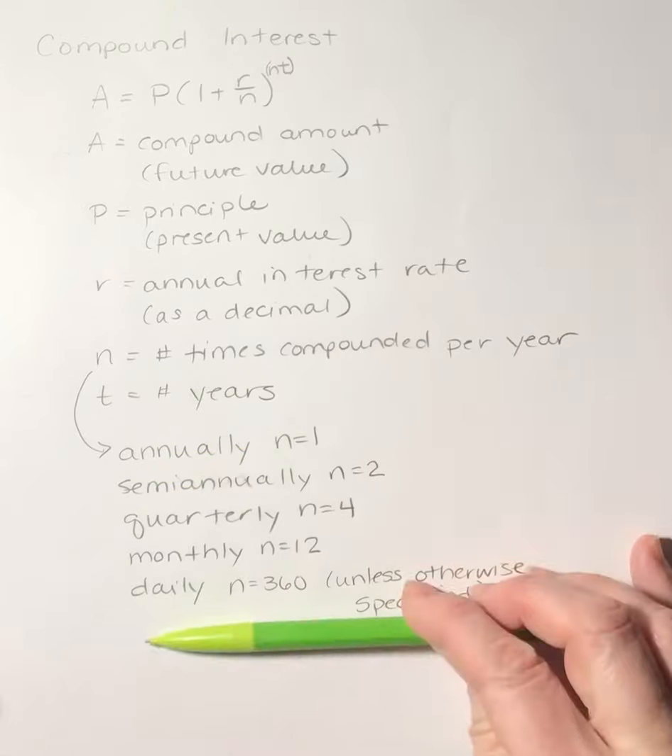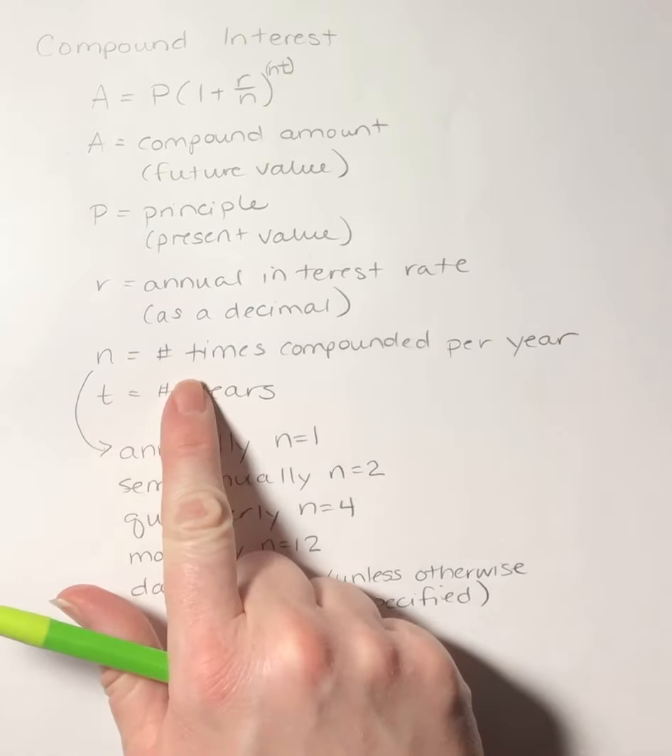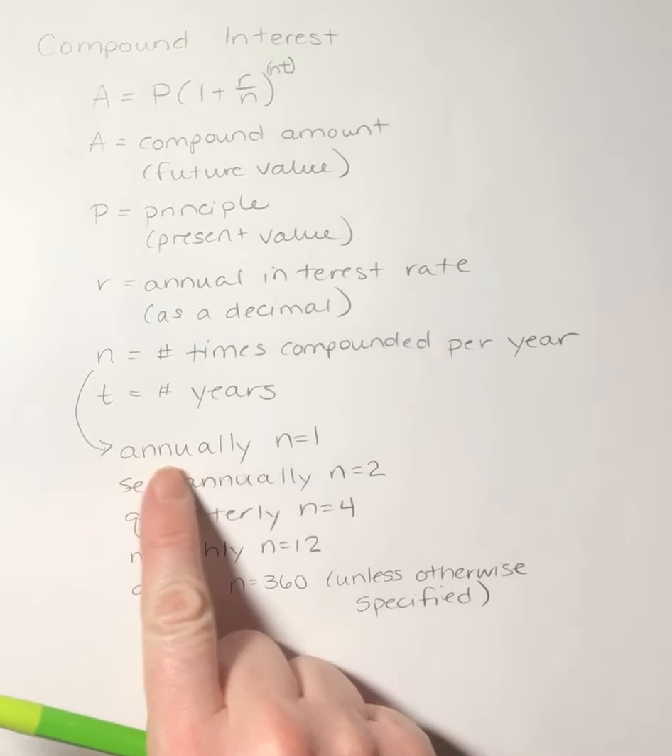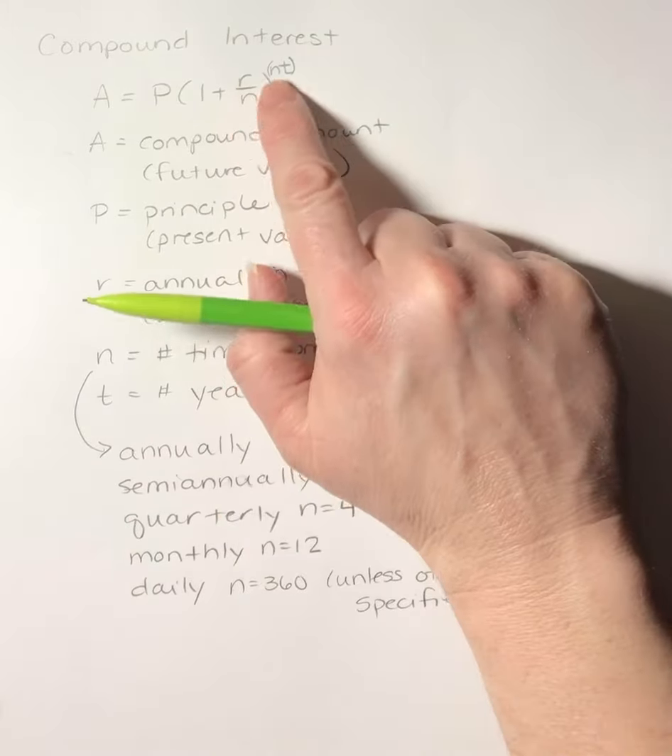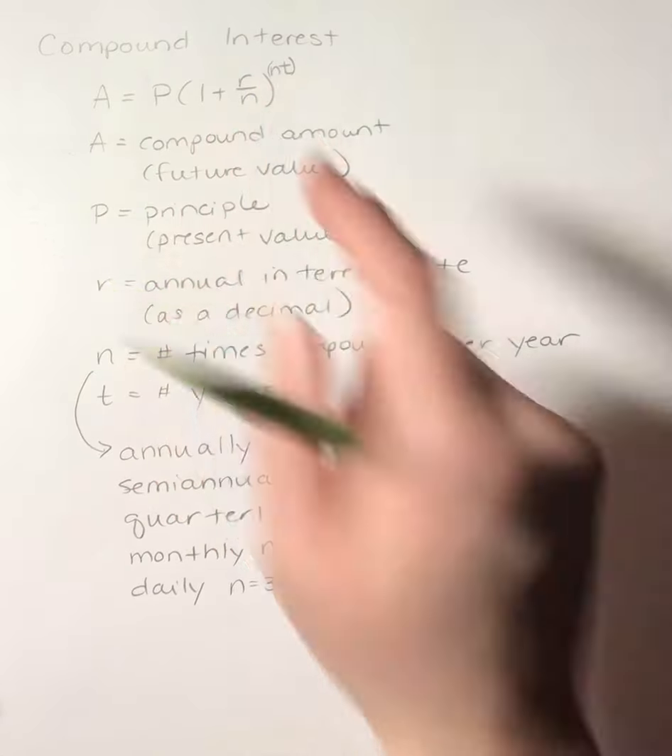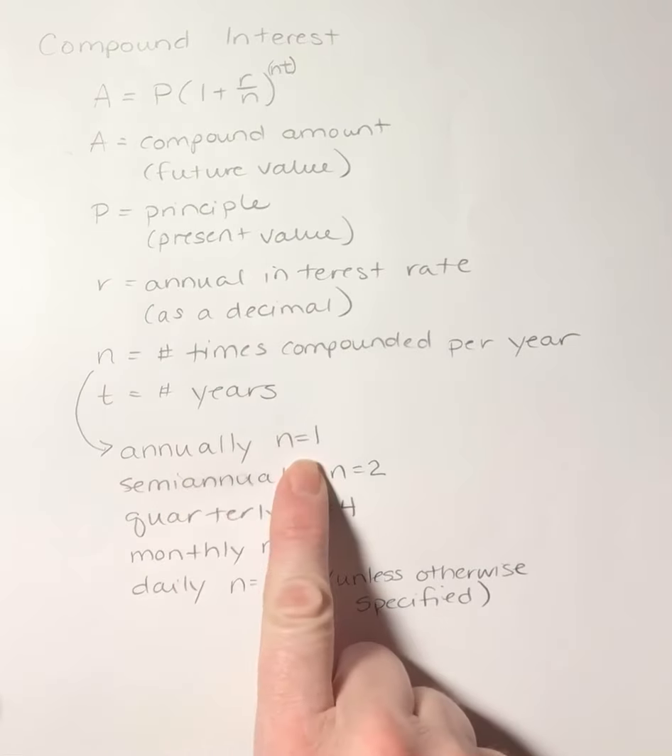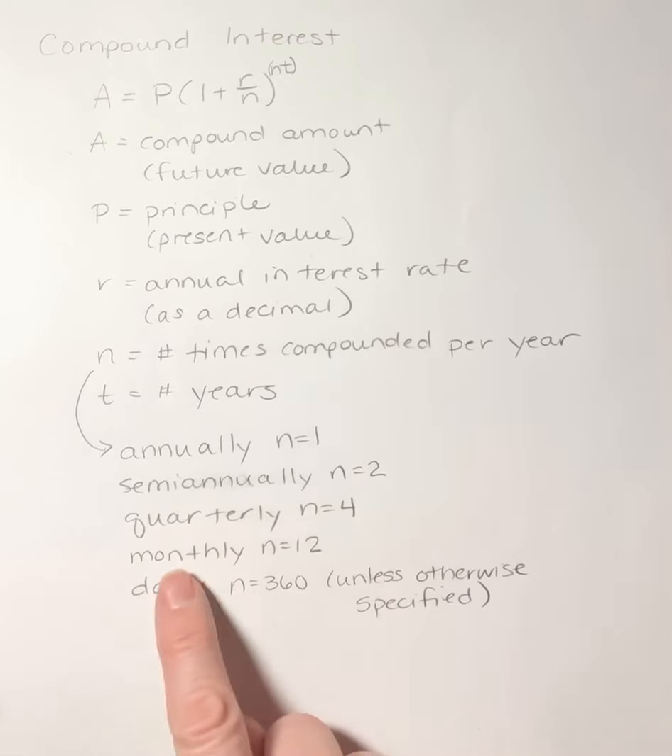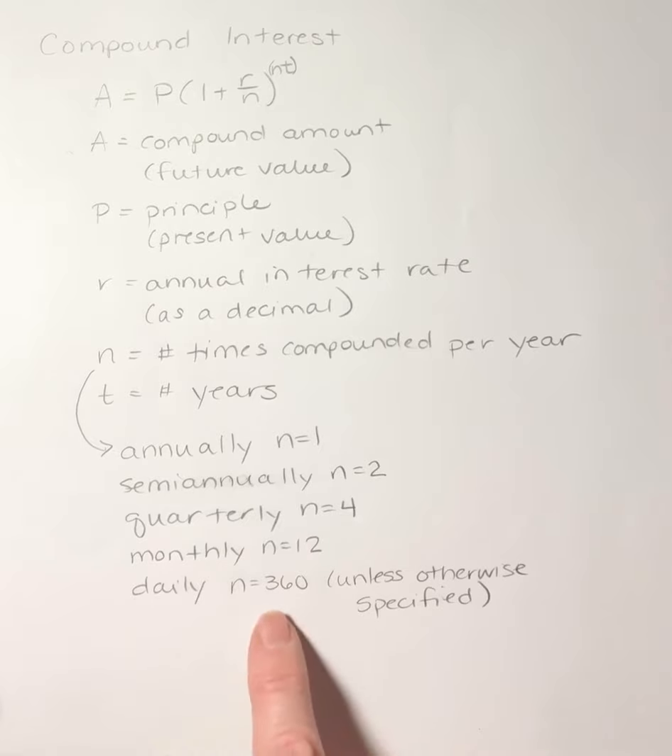Here are some of the numbers that we can use. N again is the number of times compounded per year. It's how many times that money is put back into that account or onto that loan. Annually, N is 1. If we let N equal 1, we get the formula that we had yesterday. A equals P times 1 plus R to the T. That's nothing new. Semi-annually is twice a year. Quarterly is 4 times a year. Monthly is 12 times a year. And then daily, unless they specify otherwise, is 360 days a year. They're going by that 12 months times 30 days or 360 days.